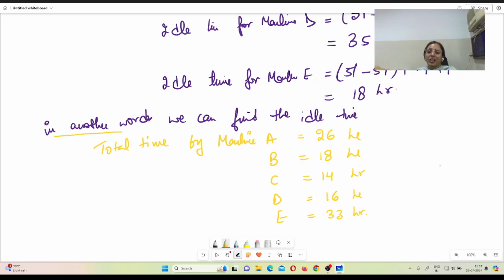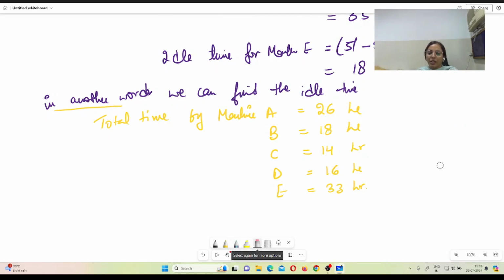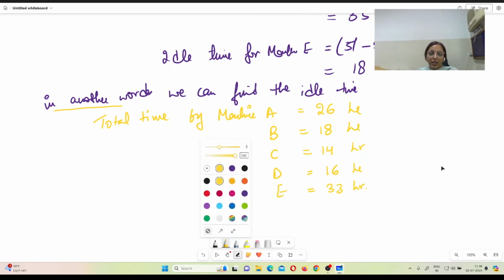Now, what is the total elapsed time? As we all know, the total elapsed time is 51 hours, right? What we will do is just subtract it over here. I'm just showing it over here so that you can write down the calculation. Okay, so start doing it. The total elapsed time is 51. We have to find out the idle time, so we will subtract the values, right?